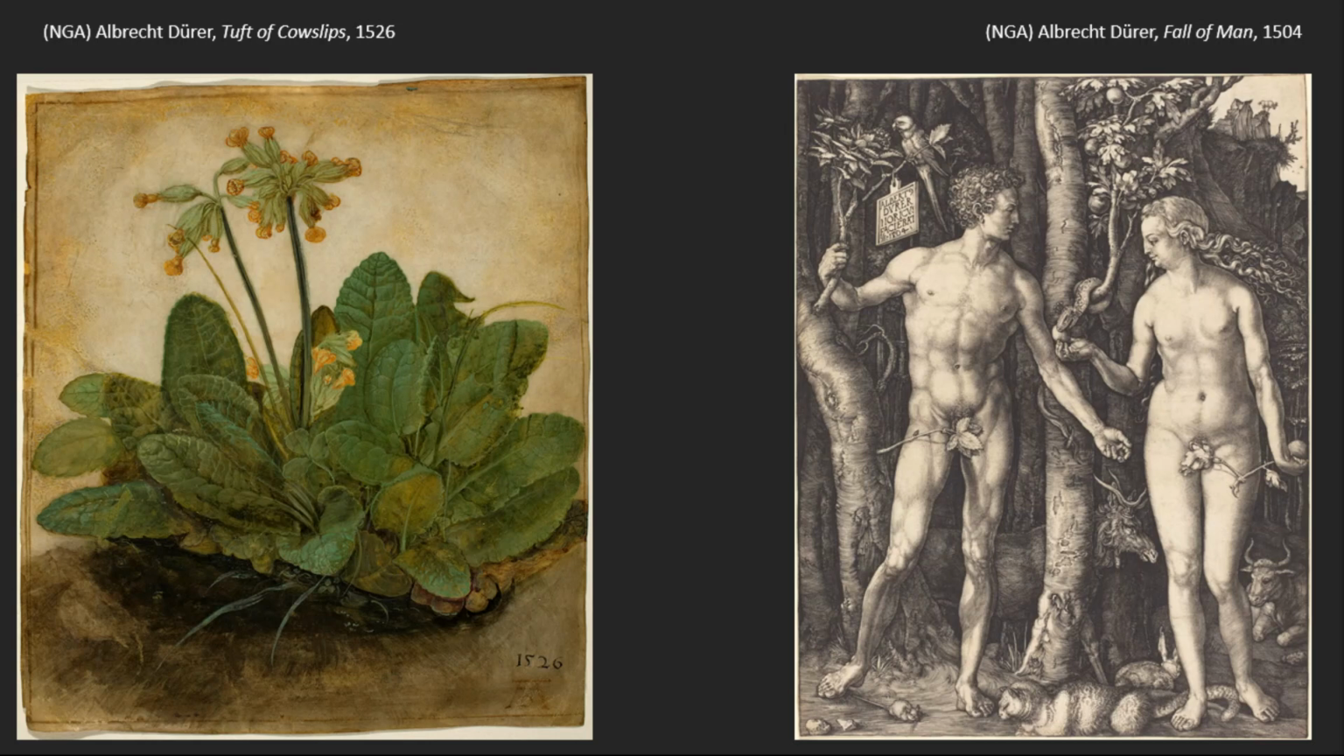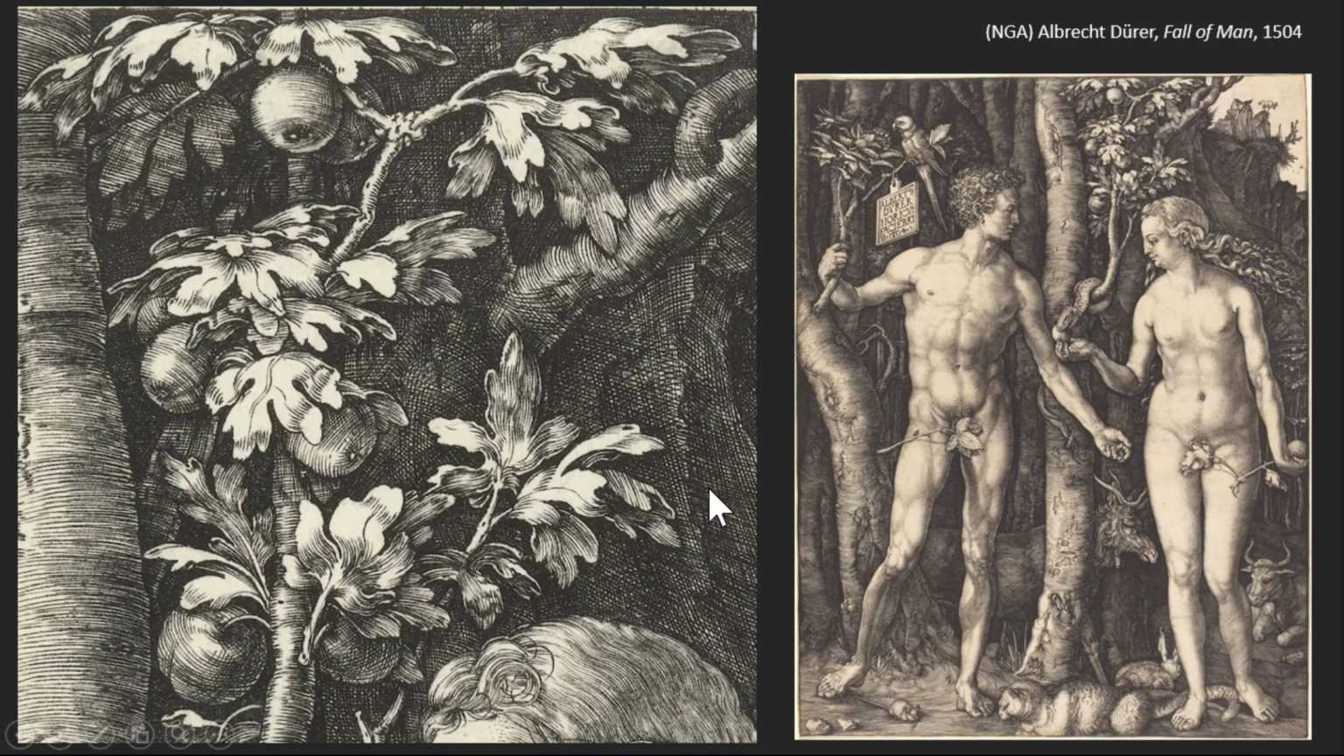Here's a wonderful gouache and watercolor drawing down at the National Gallery of a little tuft of earth with some flowers, and it's just phenomenally rendered. And if we look at the Fall of Man, we find there that the botany is equally rendered with the same sort of tight, sharp, tiny details that we've seen going back through Jan van Eyck and all the way back to the Limburg brothers or Claus Sluter.